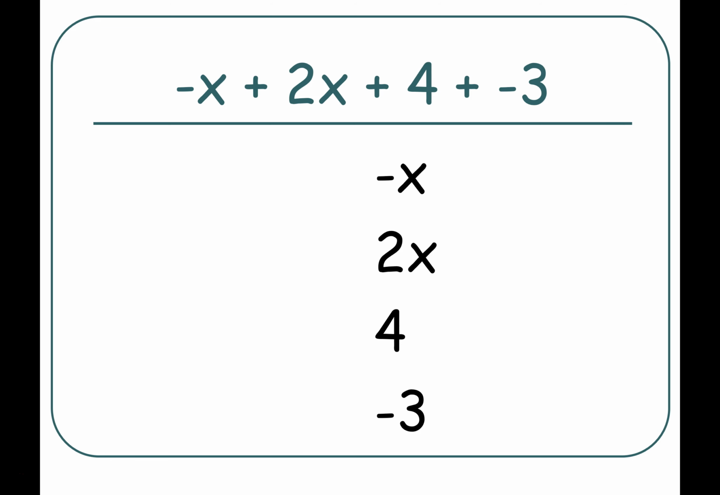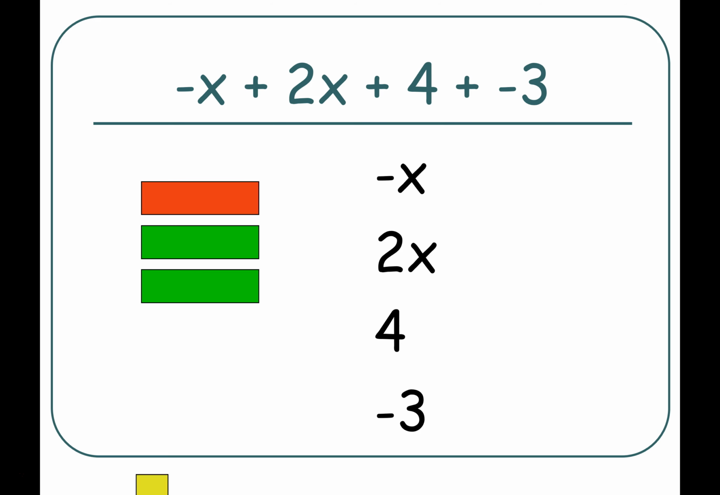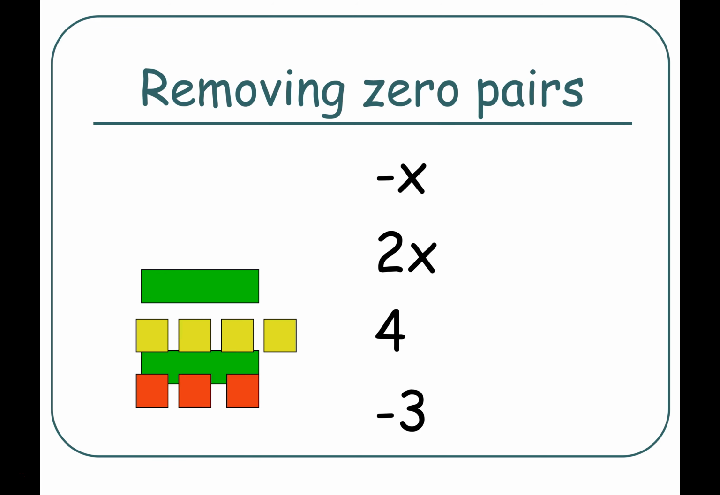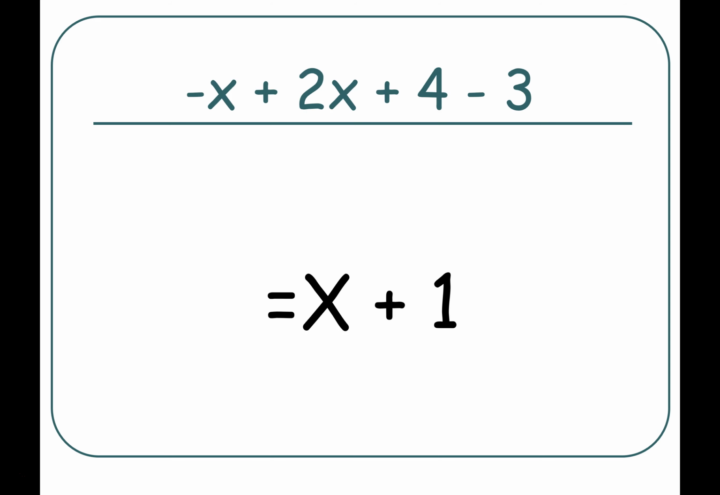And so to combine this, if I had this expression, opposite x plus 2x plus 4 plus negative 3, I'm just going to place my pieces down on the table. So opposite x, and then 2x, and then 4, and then a negative 3. And then I look, can I make any zero pairs? I want to simplify this, and yes, I can. I have a zero pair of x's that I can get rid of, and then I have 3 zero pairs of 1's to get rid of. And I'm left with x plus 1. And so that's my answer, x plus 1.